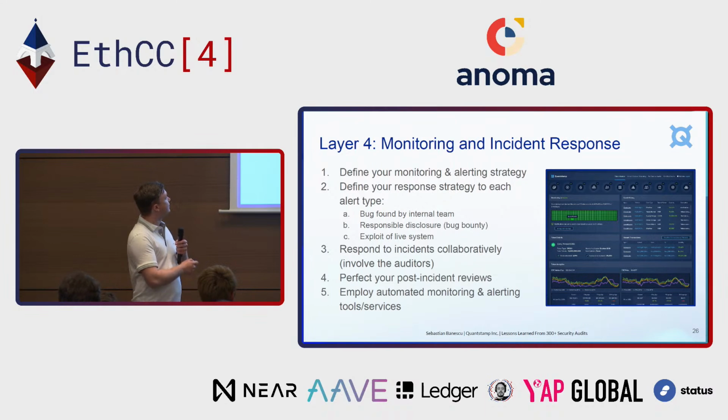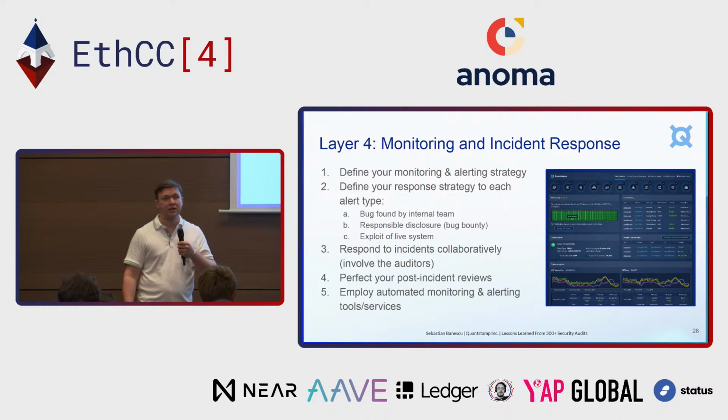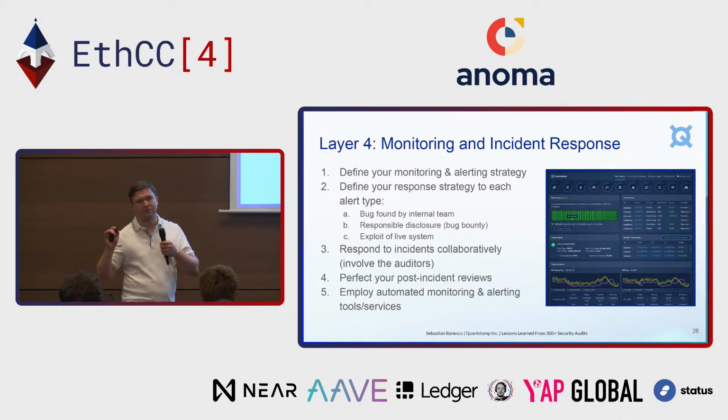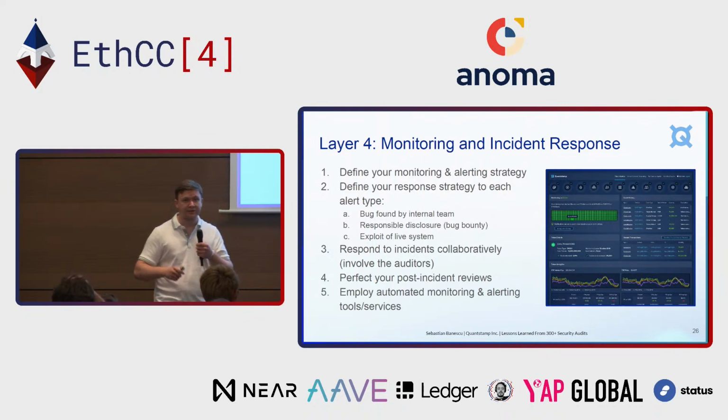What should you do? It depends on when the issue was found. If it's found by an internal team, extending the project or whatever, you maybe have plenty of time to fix it before a malicious attacker finds it. But if it's a bug bounty, you might not have enough time, right? 90 days to responsible disclosure, then they can publish it. Or if it's an exploit of a live system, how do you immediately react to reduce the impact of the hack, right? You should have some kind of alerting in place and a process.